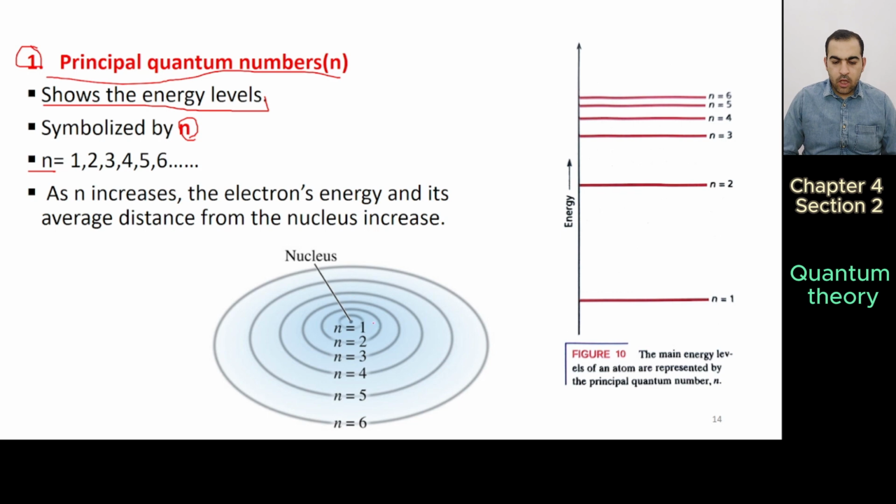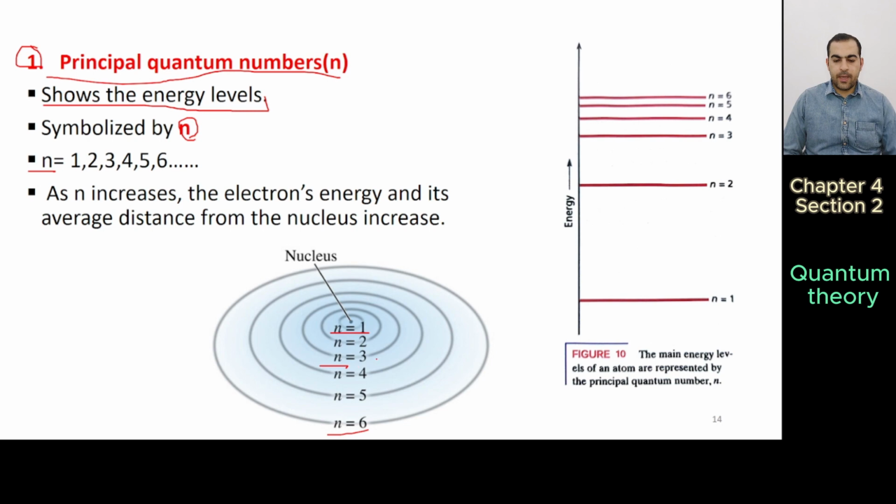Look, when n equals 1, first energy level. When n equals 2, second energy level. When n equals 3, third. When n equals 4, fourth. When n equals 5, fifth energy level. When n equals 6, sixth energy level. These numbers describe energy levels.